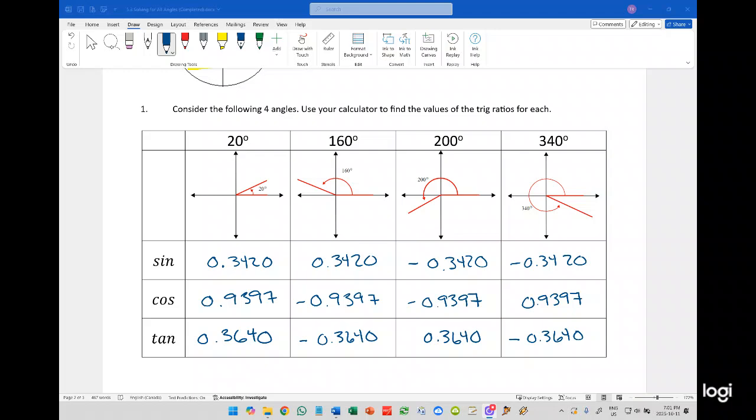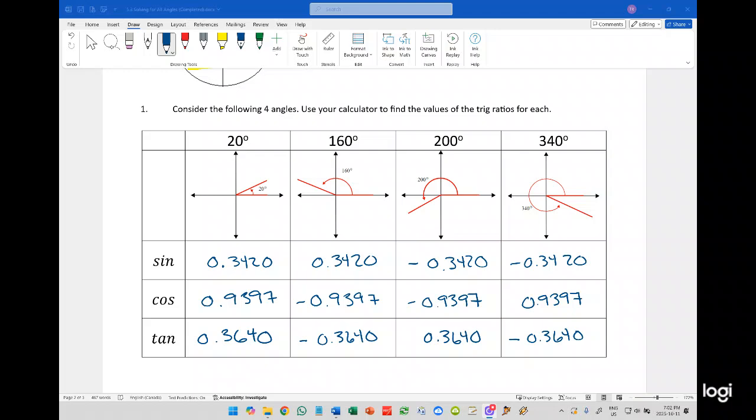So the first observation that I want you to make is that whether you're looking at sine, cos, or tan, all 4 of those angles have essentially the same value for the same trig ratio. All the sines are essentially the same, with the exception that 2 of them are negative and 2 of them are positive. And likewise, we have a different number for cos of those 4 angles, but they're all the same cosine value, except that 2 of them are positive and 2 are negative. And likewise, tangent, 2 of them are positive, 2 are negative, but the numerical value is all the same.